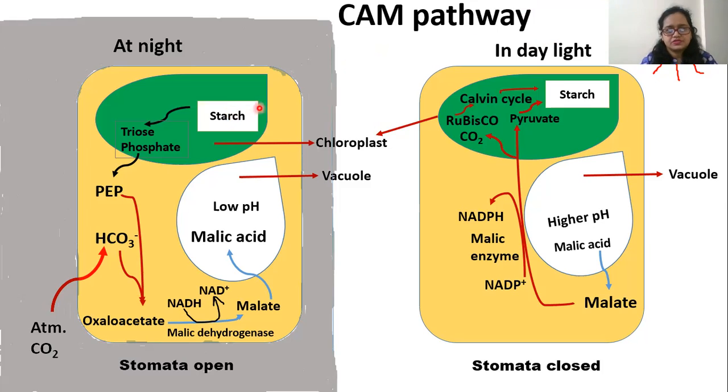The process is driven or started by the starch. So starch is stored in the chloroplast. This green structure is the chloroplast and this white structure is the vacuole, and this rectangular shape represents the mesophyll cells. These chloroplasts and vacuoles are there in the mesophyll cell, and this yellow part is the mesophyll cytoplasm. So it starts from the starch in the chloroplast.